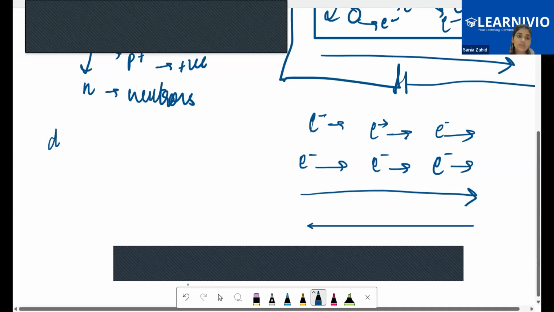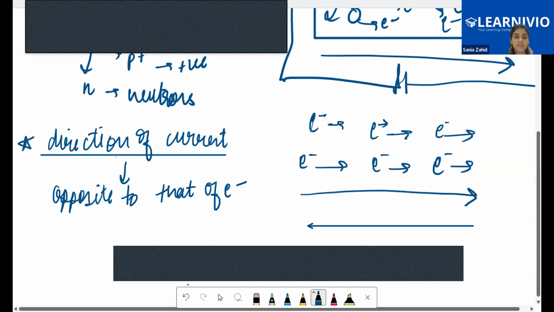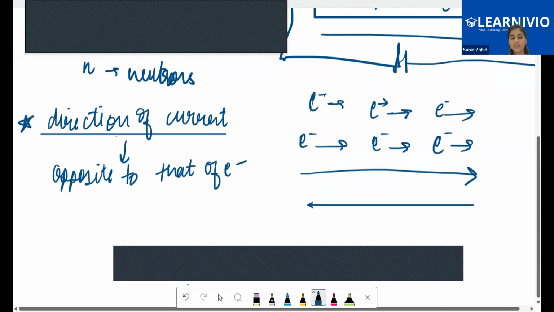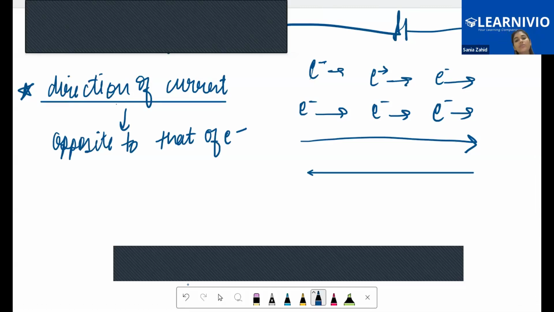So what is the direction of current? The direction of the current is basically opposite to the direction of the electrons. So if all the electrons are moving to the right hand side, then the direction of the current is the left hand side. If the electrons are moving to the left hand side, then the direction of the current is on the right hand side. You understand this? Yeah, understood.